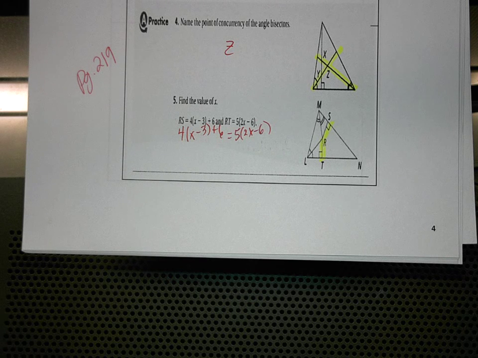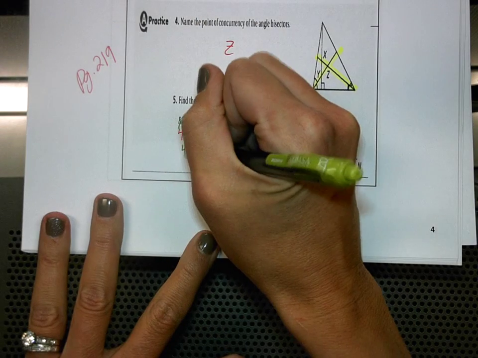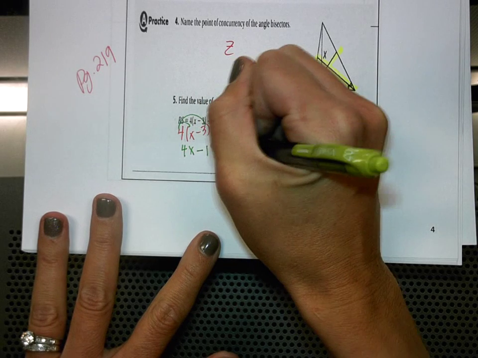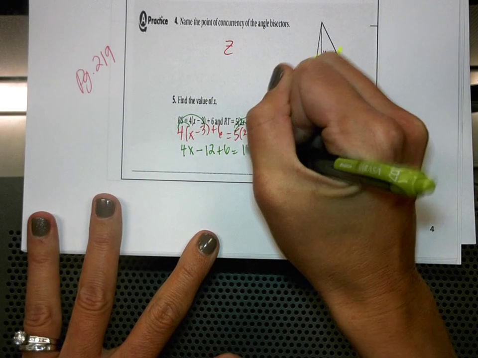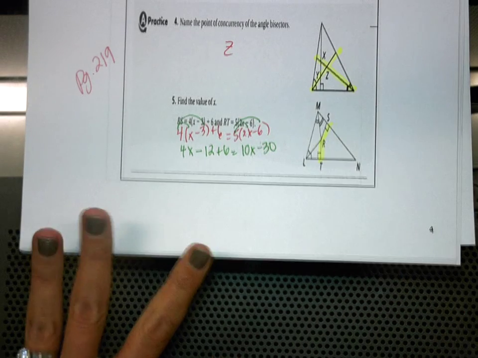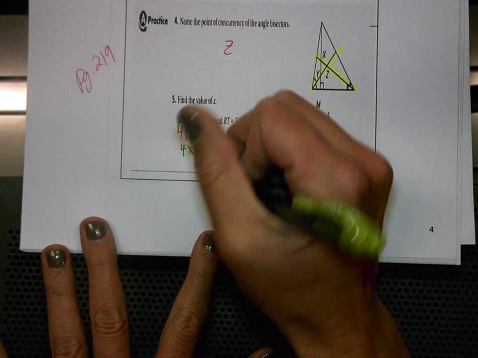Okay, so the correct answer was 4. You should have set those equations equal to each other. And so in order to solve, we would distribute through here. 4 times x is 4x. 4 times negative 3 is negative 12 plus 6. Here we distribute and we get 10x minus 30. Okay, you combine like terms. Negative 12 and 6 makes what?